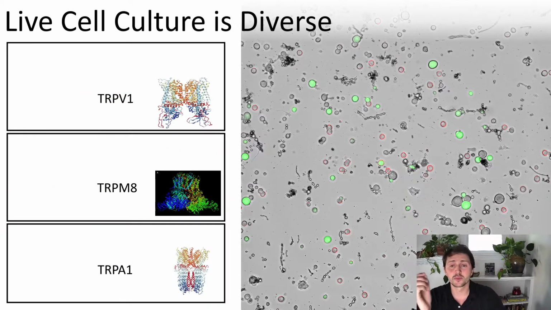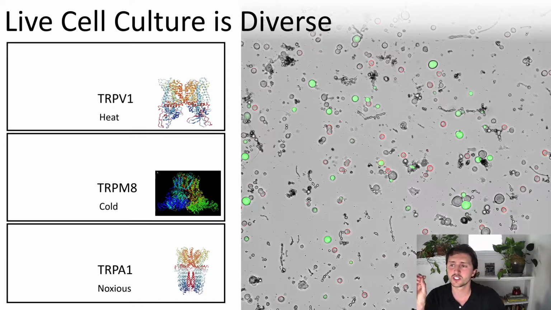But in addition to this, we want to understand which ion channels are present on these neurons. Ion channels are essentially switches which turn the neurons on or off. For example, heat will turn on this ion channel, TRPV1. Cold will turn on the TRPM8 channel. And noxious sensation will open the TRPA1 channel.